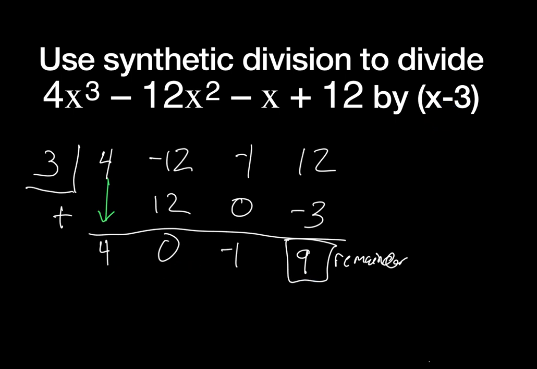This equation then, for when I divide this by that, I'm left with an equation that will be 4x squared. Its highest power is 1 less than the previous. The reason why is I had an x cubed and I'm dividing by an x, so now I'll have an x squared left. Plus 0x, which I normally don't write, minus 1. Plus my remainder, 9 over x minus 3.